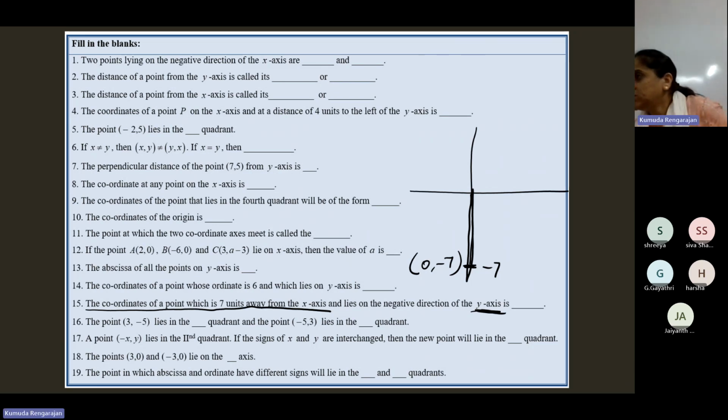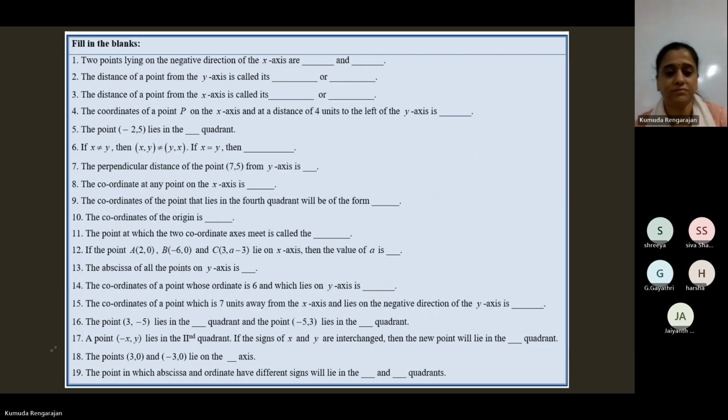Where's the point? On the y-axis. Negative side of the y-axis. And with respect to the y-axis, it is 7 units away. So this marking will be minus 7. So what will be the address of this point? 0, minus 7.